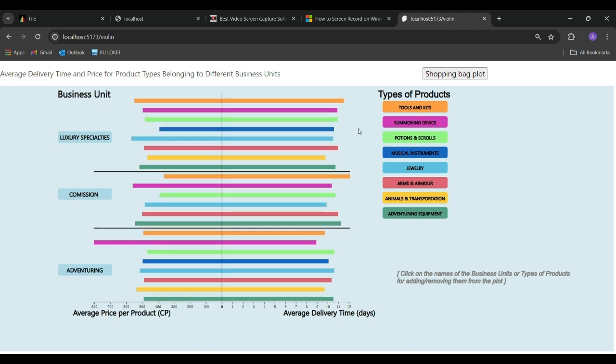In general, we can see that the average delivery time is quite the same for all the different business units. And additionally, the pricing is also quite similar across all the different business units. For some of the product types, luxury has a slight increase in price, but this maybe fits considering it is luxury specialties. And in this way, we have answered research question number 1.